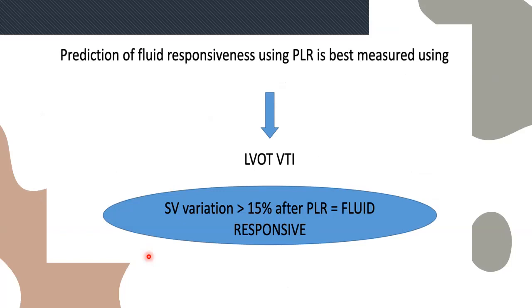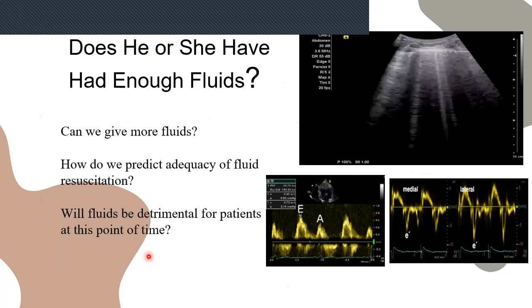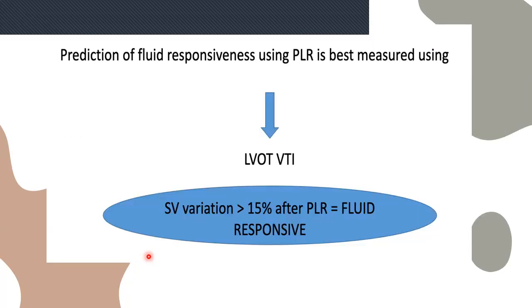Okay. So as I said, if your VTI pre and post bolus increases more than 15%, the patient is fluid responsive, and the patient has the ability to ascend your Frank-Starling curve. Basically, fluid responsiveness means, am I going to get an increase in cardiac output of 10 to 15% with the fluid bolus? So given the fluid bolus, you know the patient is fluid responsive.